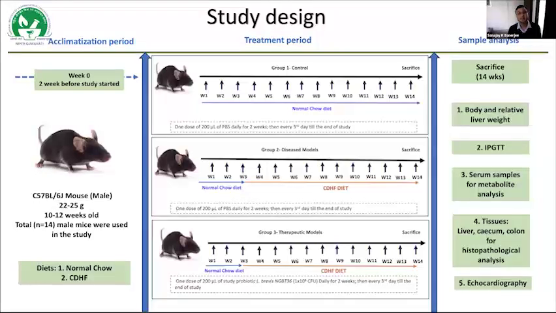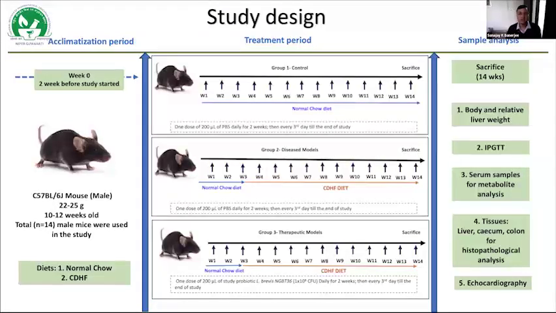Then the disease model: for the last 12 weeks we kept them on a choline deficient high-fat diet, which basically causes fatty liver, insulin resistance, and cardiovascular complications. And the third group, the therapeutic model, was given L. brevis at 1×10⁸ CFU every day for the first 2 weeks, and then we continued with Lactobacillus brevis every third day. After 14 weeks, we are supposed to sacrifice.